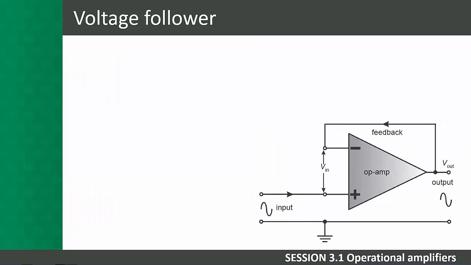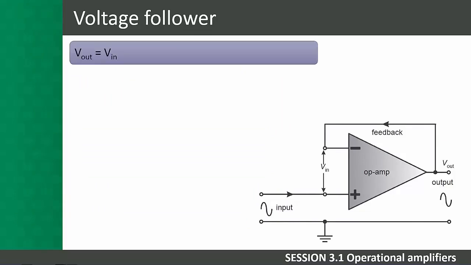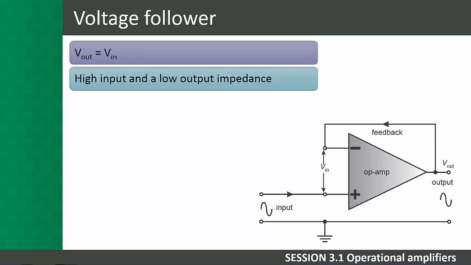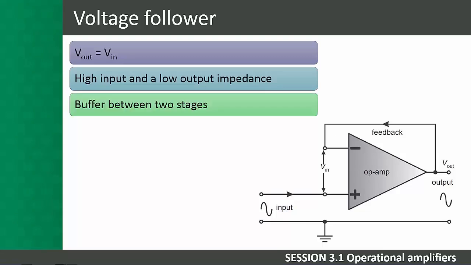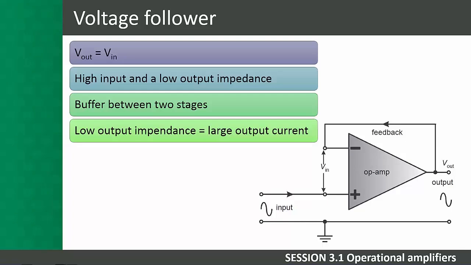The voltage follower. This circuit uses 100% feedback, therefore Vout equals Vin. Since the op-amp has a high input and a low output impedance, a voltage follower can be used to match impedances. It can also be used as a buffer between two stages to protect the output of the first stage. The low output impedance means that a large output current can be drawn while the input draws almost no current. The gain of this type of amplifier is unity, or 1.